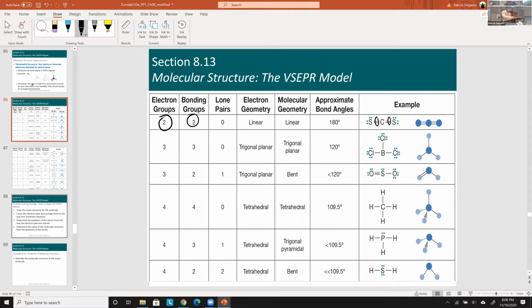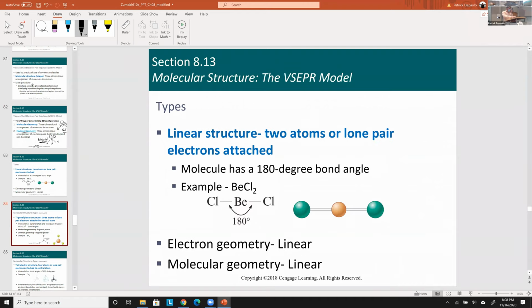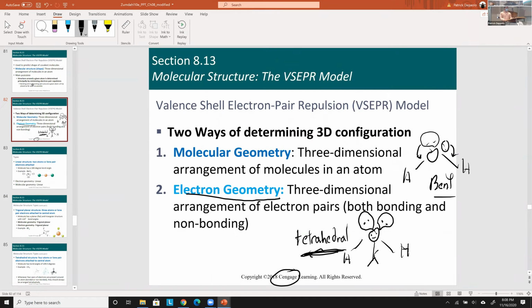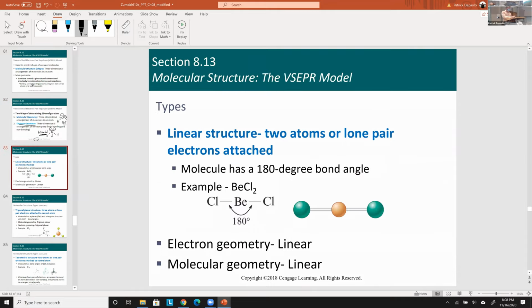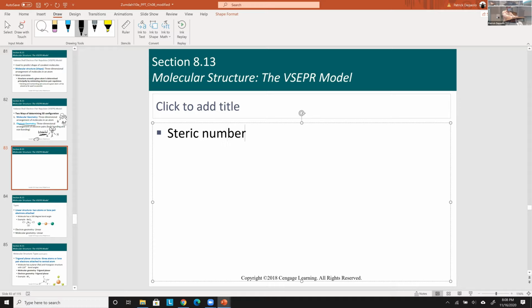Something else that I want to mention is that when we're doing electron geometry, we're talking about electron groups. There's this term called the steric number. We'll learn about it more next week, but I'll write this down. The steric number is the number of electron groups.